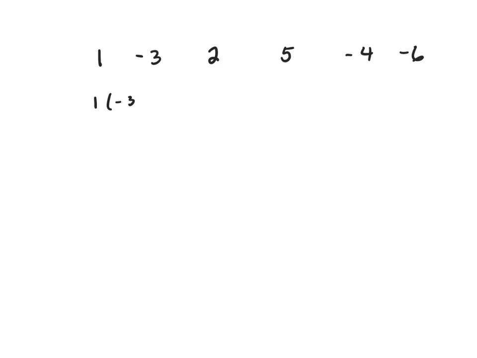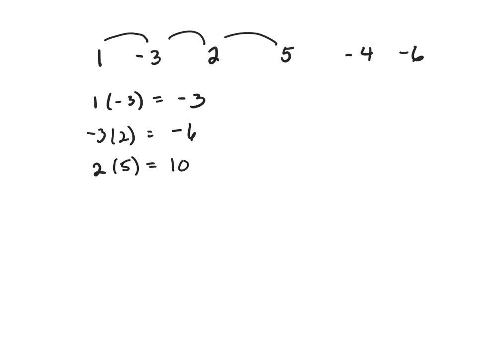So 1 times negative 3 is negative 3, but that's 1. Now take your next one, and we're going to multiply negative 3 times 2. That's your next one, and that's negative 6. That gives you negative. And now you're going to multiply 2 times 5, and that's positive 10, so that doesn't count.